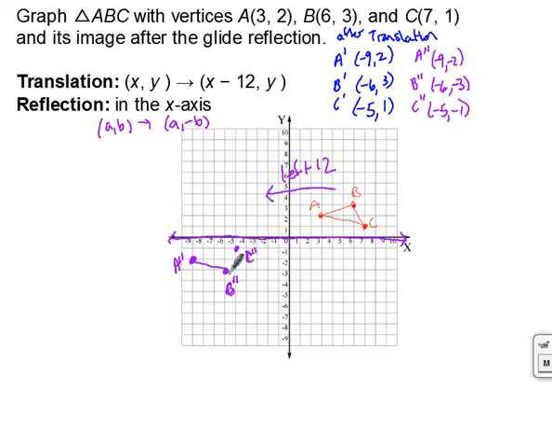Alright, and so that triangle, we have slid it this way 12 units, and then we've reflected it by flipping it over the x-axis. And this is our final triangle. Keep in mind, it's also a rigid motion because the translation was rigid, it didn't change shape or size, and the reflection was rigid, it didn't change shape or size. So when you put them together, they still do not change shape or size.